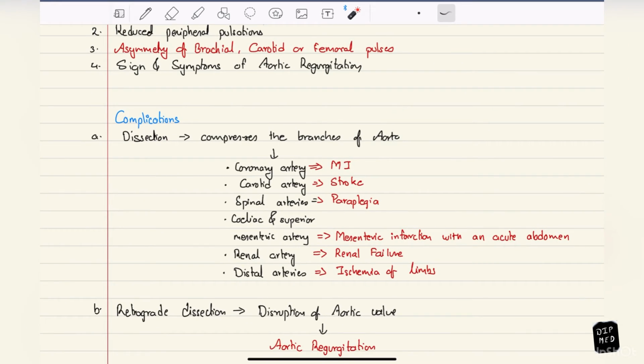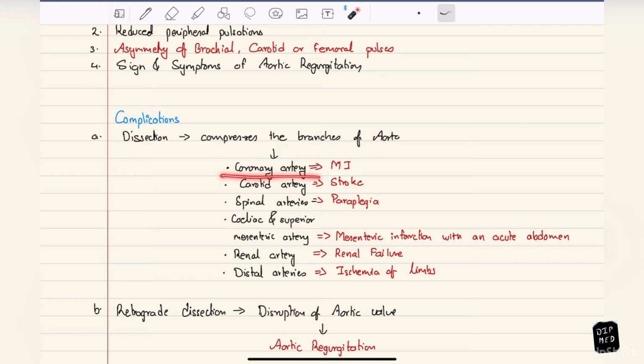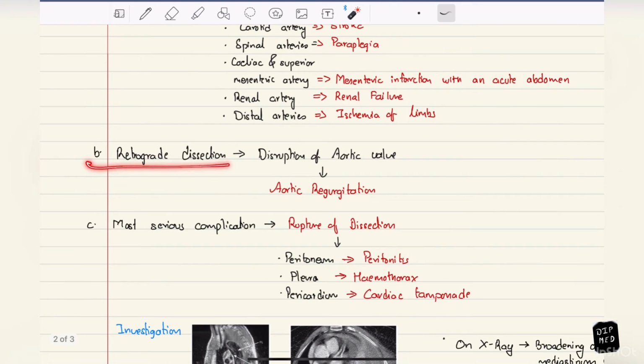Now coming on to the complications. We know there are many branches of arteries coming out from the aorta. And if there is any dissection, then this can compress these branches. So if it compresses coronary arteries, it can lead to MI. Carotid artery can lead to stroke. Spinal arteries, paraplegia. Celiac and superior mesenteric artery, it can lead to mesenteric infarction with an acute abdomen. Renal artery, renal failure, distal arteries, then ischemia of limbs. It can move retrograde towards the aortic valve, causing aortic regurgitation.